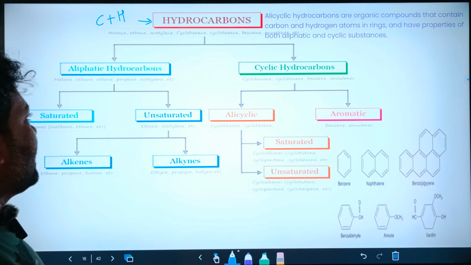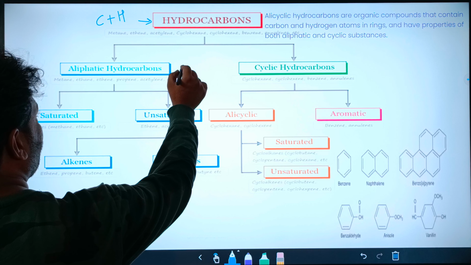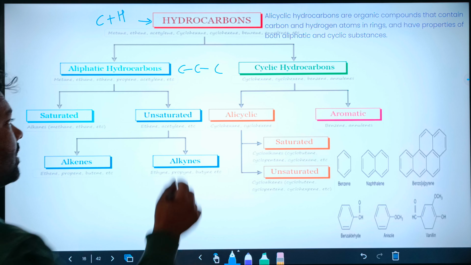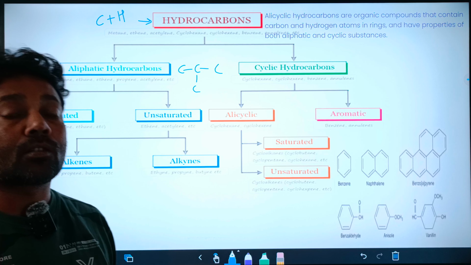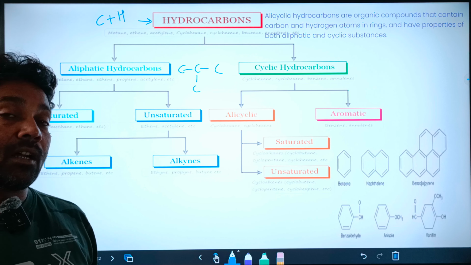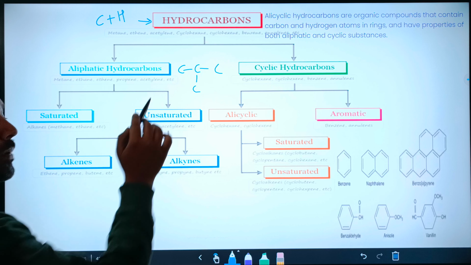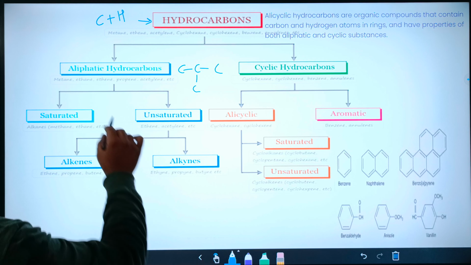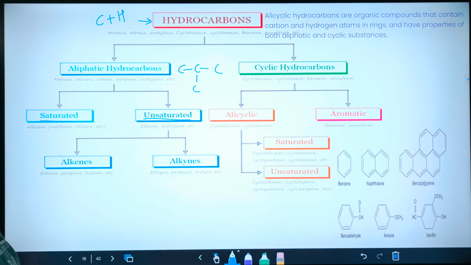So what are the aliphatic hydrocarbons? Aliphatic hydrocarbons are those which are straight chains, or you may also say branched chains. If it has a chain type of structure, we call it an aliphatic hydrocarbon. Aliphatic hydrocarbons having a chain or branched chain type of structure are further classified as saturated and unsaturated.